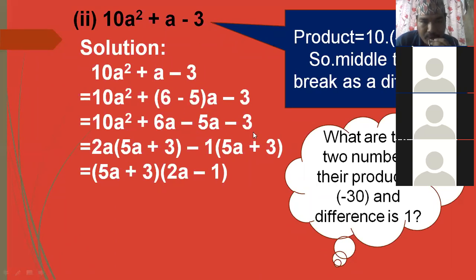Now here became 4 terms. Then now take common 2a. If you take 2a common here, remains 5a plus 3. Here minus 1 common. If you take minus 1 common, then here remains 5a plus 3, because minus common is already gone here, then plus remains in the bracket. As I told you, this 5a plus 3, 5a plus 3 is common. 5a plus 3 is taken common. The remaining is put in another bracket, 2a minus 1. These two are the factors of this algebraic expression.